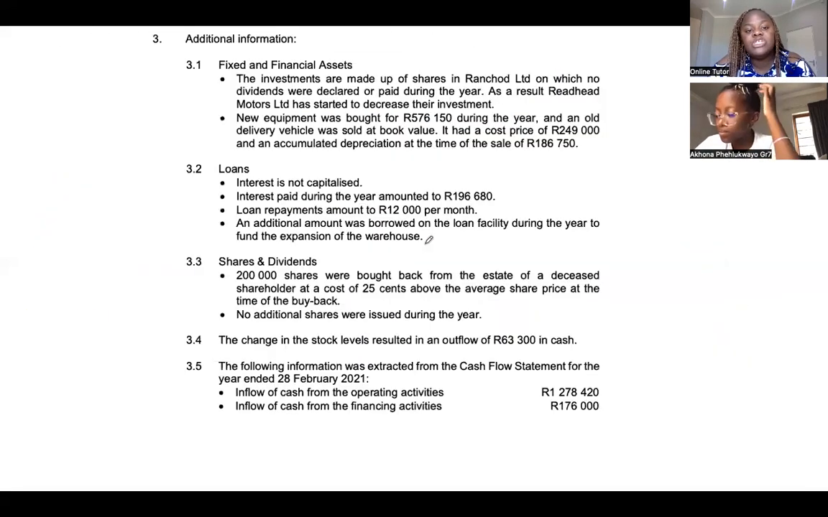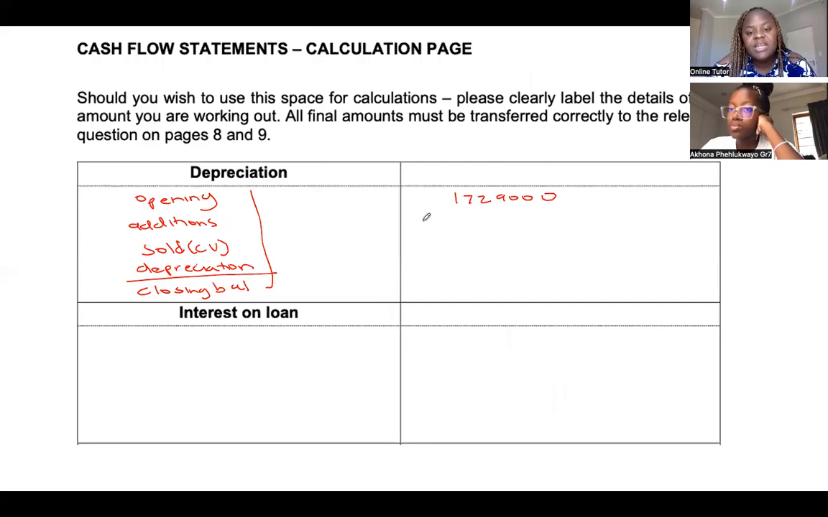Then our additions. Let's go read our additional information. Here is fixed assets. We're not going to read investments. We are here. New equipment was bought for 576,150 during the year, and an old delivery vehicle was sold at book value. So let's first deal with the additions. We have additions and we also have a disposal, correct? Yes. Okay, so let's deal with our additions first. 576,150. So I'm going to put that in under my additions.